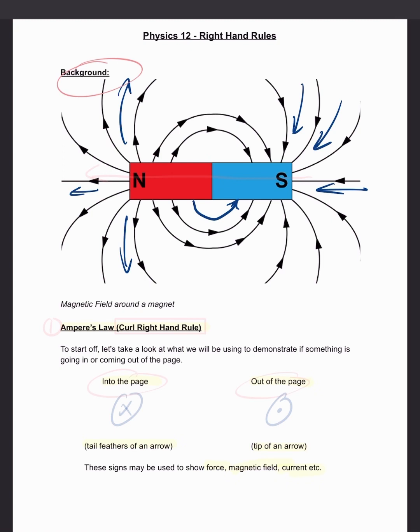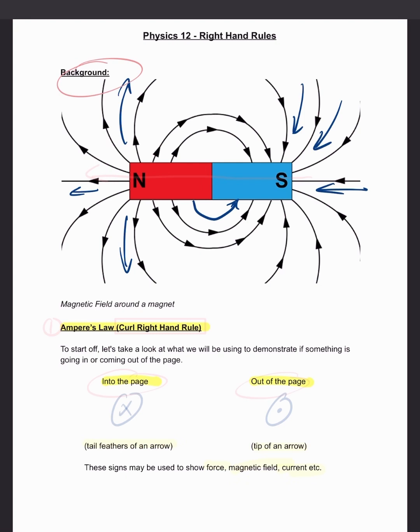So, our first topic for right-hand rules is Ampere's law, also known as our curl right-hand rule. And you'll learn very soon why it's called the curl right-hand rule. So, to start off, let's take a look. And you'll need to know two things for this. First, you'll need to know what into the page is. And next, you'll need to know what out of the page is.